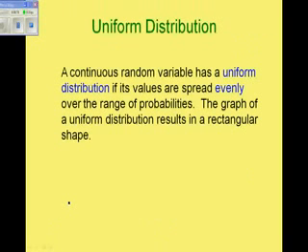Now, before your book talks about the normal distribution, they decided to give an example of what's called a uniform distribution. A continuous random variable has a uniform distribution if its values are spread evenly over a range of probabilities. The graph of a uniform distribution results in a rectangular shape.